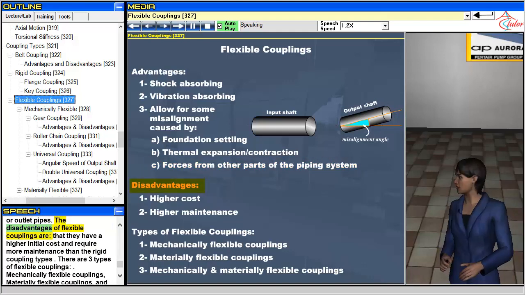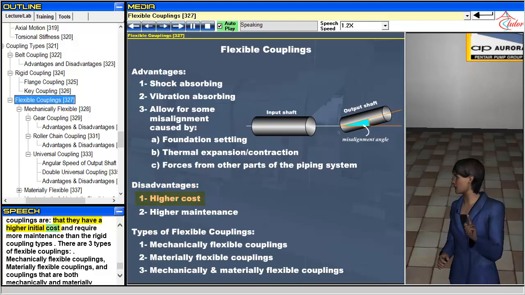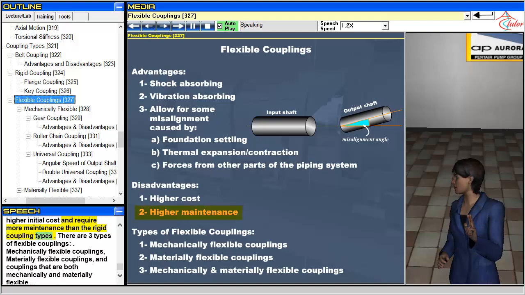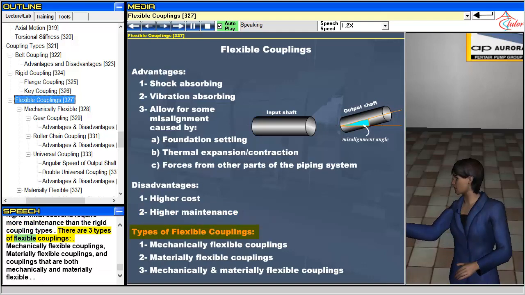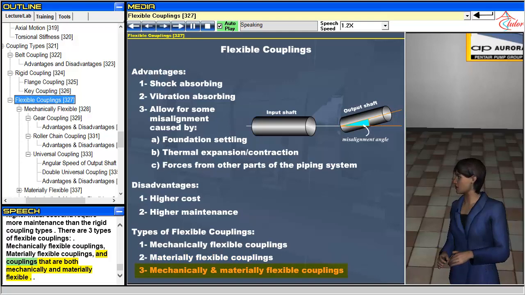The disadvantages of flexible couplings are that they have a higher initial cost and require more maintenance than the rigid coupling types. There are three types of flexible couplings: mechanically flexible couplings, materially flexible couplings, and couplings that are both mechanically and materially flexible.